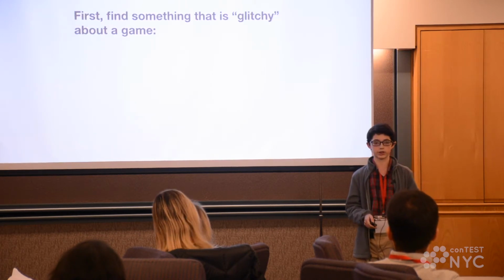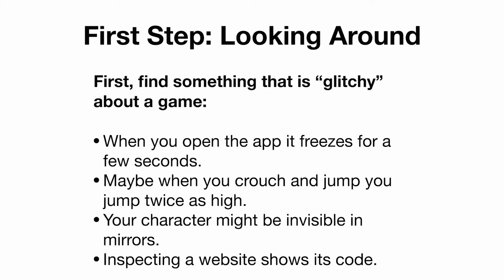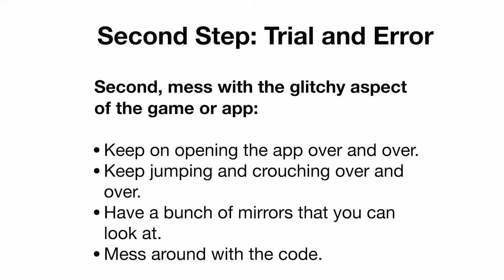Now, the first step is looking around. Find something that's glitchy about the game or app. This could be anywhere from the app freezing, from jumping physics being a little weird, to being invisible in mirrors, or you can see an entire website's code. Now, second step is trial and error. This means you have to mess with the glitchy aspect of the game and just keep doing whatever made the game glitchy. There are a variety of ways to do that.